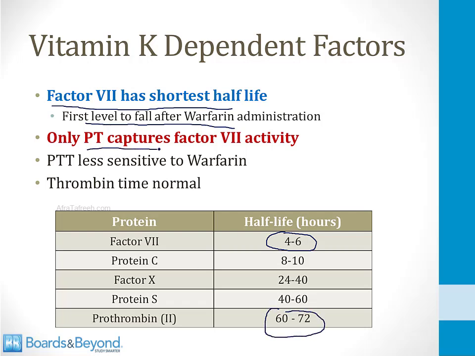Only the PT test of the extrinsic pathway captures factor 7 activity, and that's why that's the preferred test in patients on warfarin. The PTT can become elevated in patients on warfarin, but it is much less sensitive, and the thrombin time will be normal because warfarin does not affect thrombin activity.